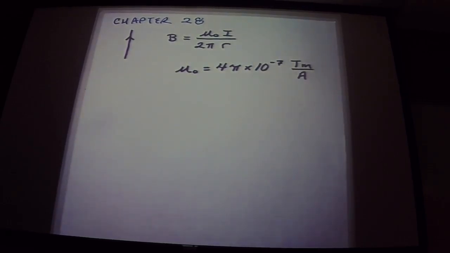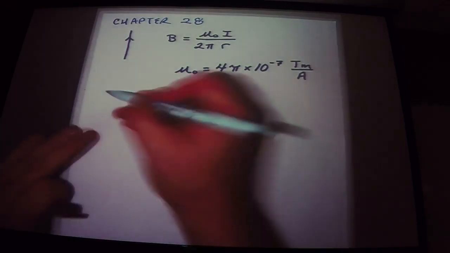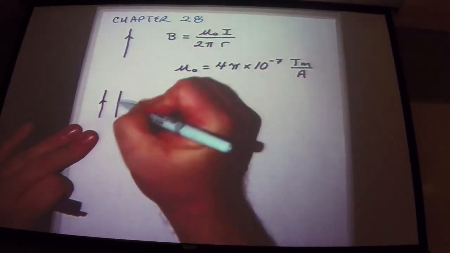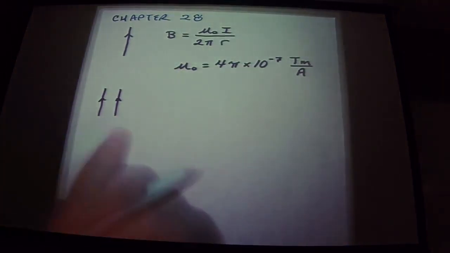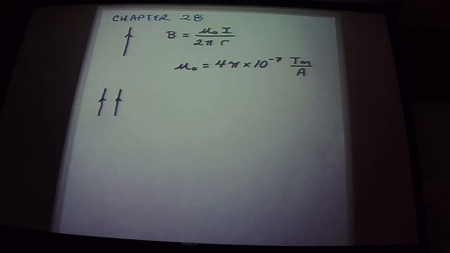And along with this definition, we define the amount of current of 1 ampere. So it's within the definition of the ampere, which is a strange definition. If you have 2 parallel wires carrying a current of 1 ampere, they will have a force per unit length of 2 times 10 to the negative 7 newtons per meter. That's how we define an ampere.